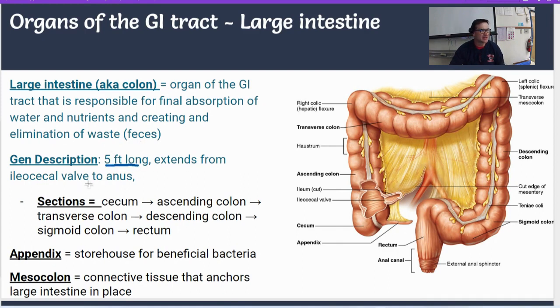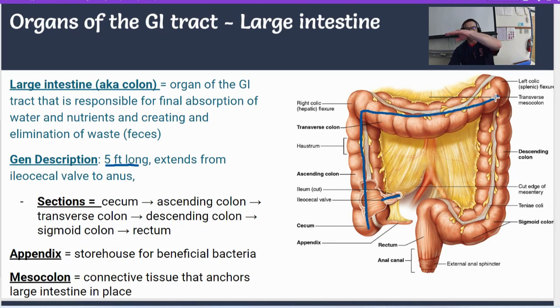It extends from the ileocecal valve right here. So remember, when it goes from the ileum of the small intestine to the cecum, it's going to go through the ileocecal valve. So the sections are, remember, first it's the cecum, and then it's going up. If you're going up in an airplane, you're ascending, so ascending colon, because this is where the food or the chyme is going up. Then it's going to go transverse, the transverse colon, when it's going horizontally.